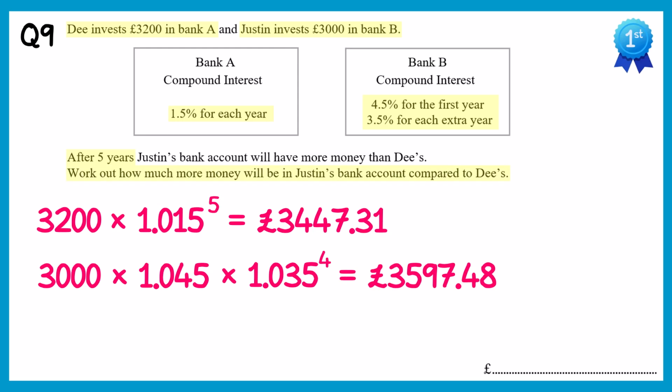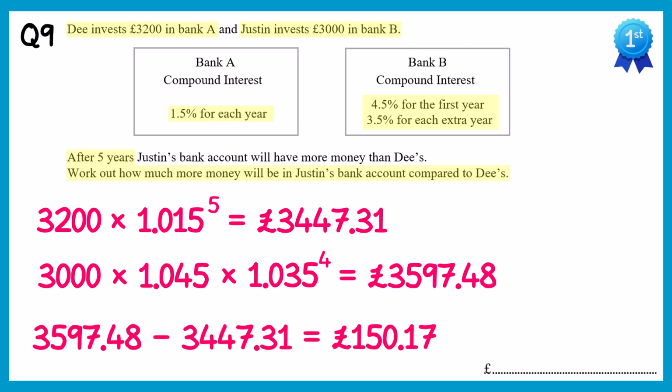The question says how much more money will be in Justin's account compared to D, so we need to subtract these and find the difference. If you subtract these, you'll end up with this answer here, £150 and 17 pence. Now it is possible that you may get an answer 1 pence different to this if you type the whole thing in one calculation. That will also be absolutely fine.